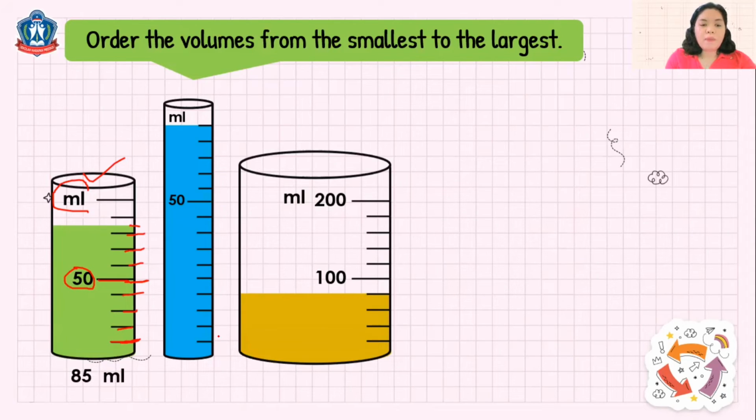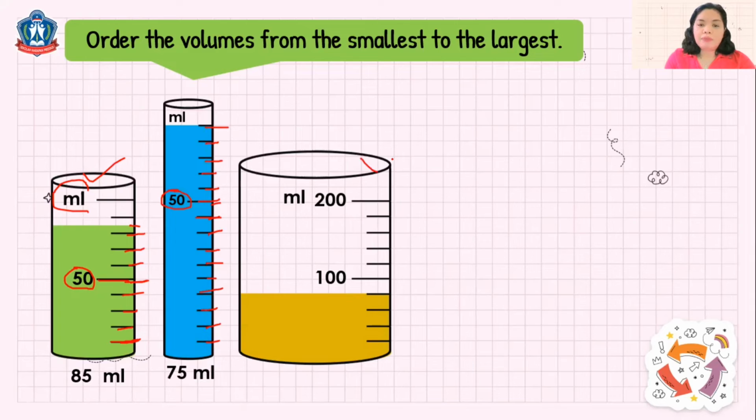How about the other one? We have 50 here. So how many markings before 50? 1, 2, 3, 4, 5, 6, 7, 8, 9, 10. So 50 divided by 10 is 5. Therefore, each marking is 5 steps or 5 ml. So 50 plus 5, 55, 60, 65, 70, 75. So this container is 75 ml.